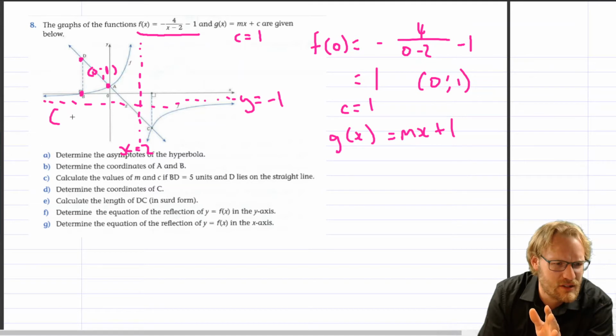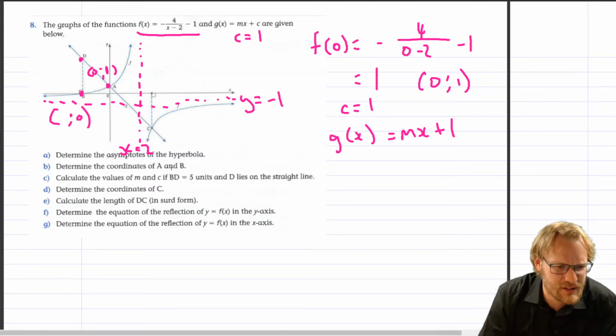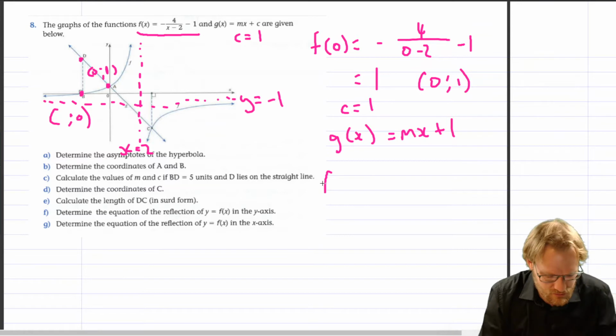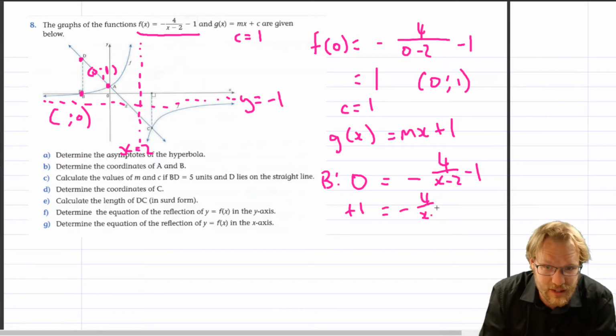So we know that we don't know its x value, but its y value is 0. Now, I'm jumping ahead and I can see that we're going to have to find out b. So I'm going to work it out now already. For b, our x-intercept, 0 equals minus 4 over x minus 2 minus 1. Add 1 to both sides. And there are going to be a few steps here. So we've got plus 1 equals minus 4 over x minus 2.